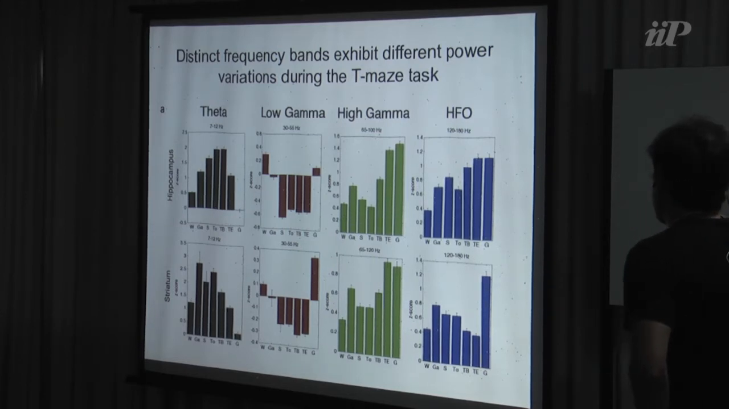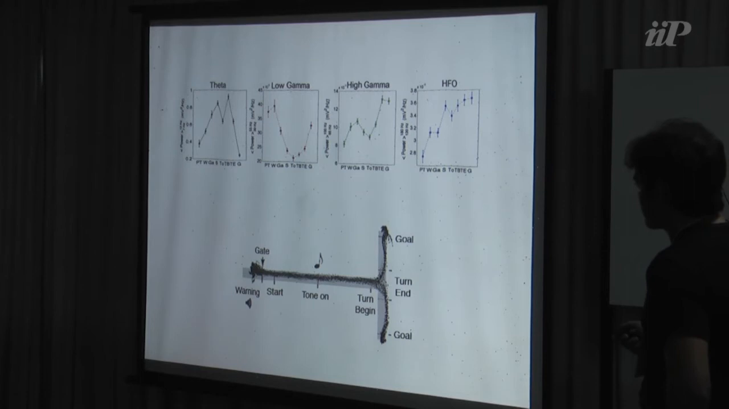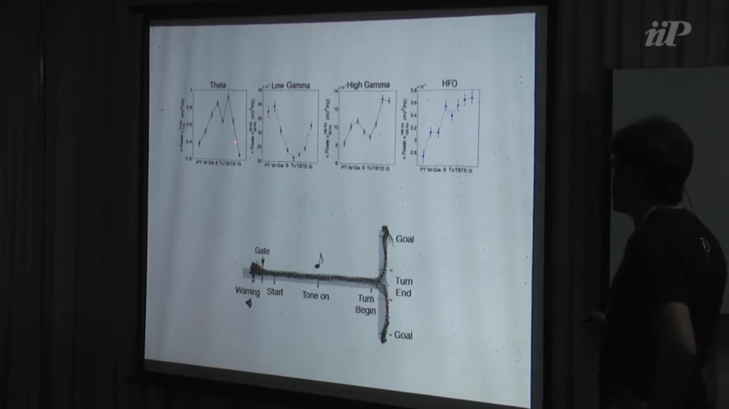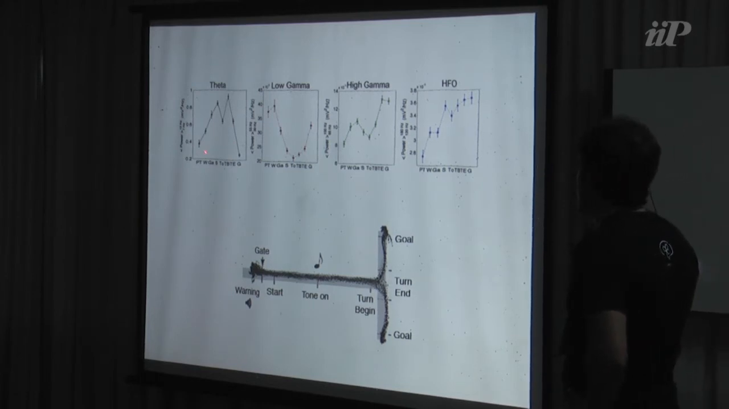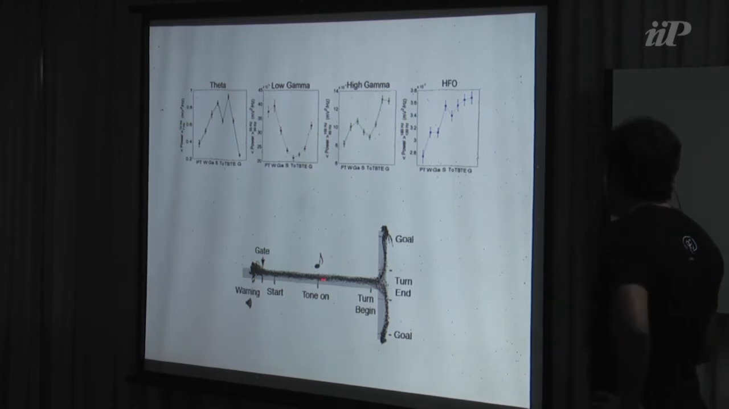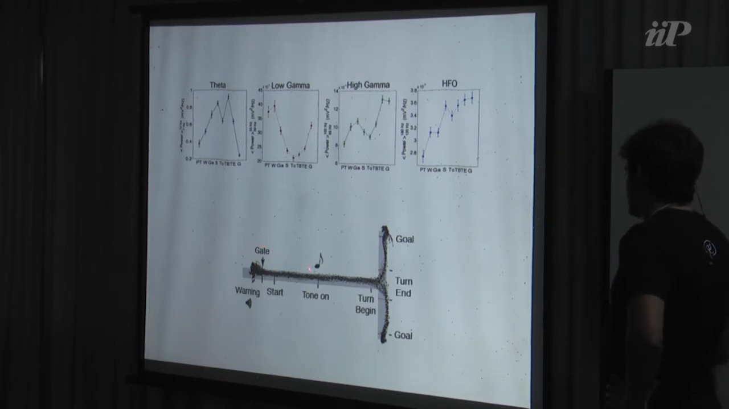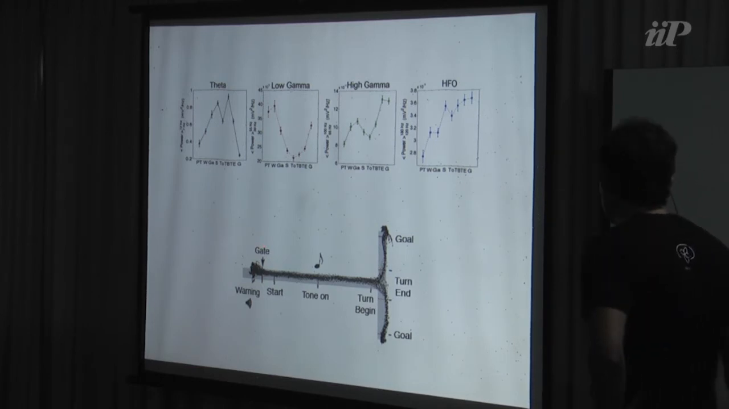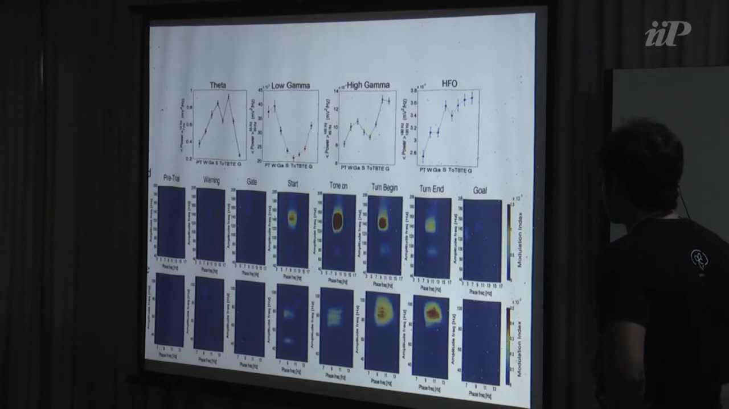And now I'm going to apply that tool I showed you. That was a group result, and this is just one animal. Theta goes up and down, low gamma down and up, high gamma and HFO up as the animal goes through the maze. And then for each one of these periods, I computed that comodulogram. And the main result of this paper is this one here.